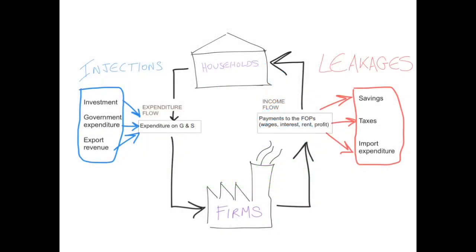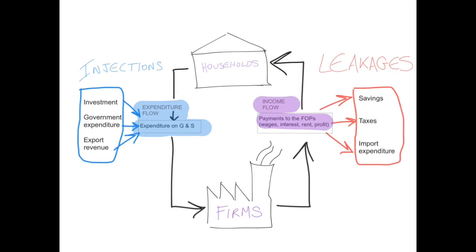So in the previous video where I set up the simple closed economy model, we said that the households give the firms the factors of production. In return, the firms make payments to those factors of production: wages, interest, rent, and profit. We also said that when the firms take the factors of production, they produce output, which goes back to the households, and the households spend money on this output, which gives us the expenditure flow. Okay, and the payments give us the income flow.